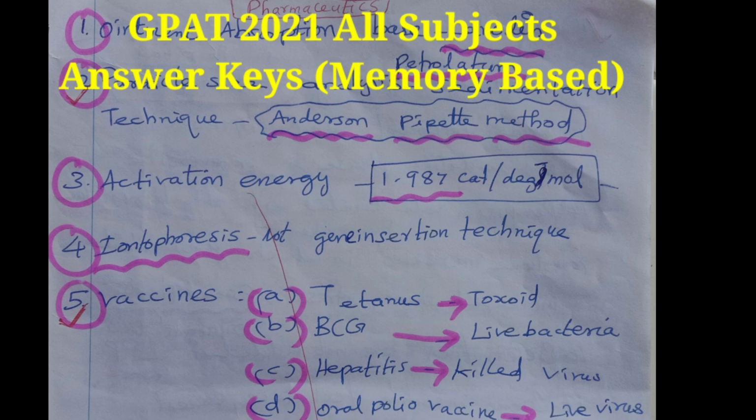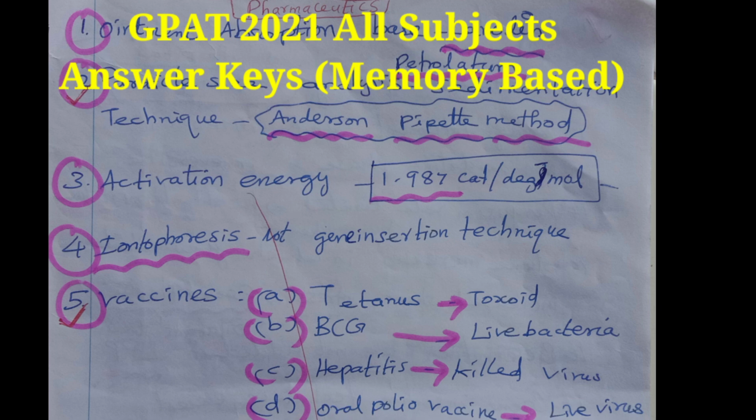The answer is lanolin as well as petrolatum. Two answers. Okay. So we have not known about the clear answer. Second one, particle size analysis by using sedimentation technique. The answer is Anderson-Pipet method. Third, activation energy, that is 1.987 calorie per degree per mole.